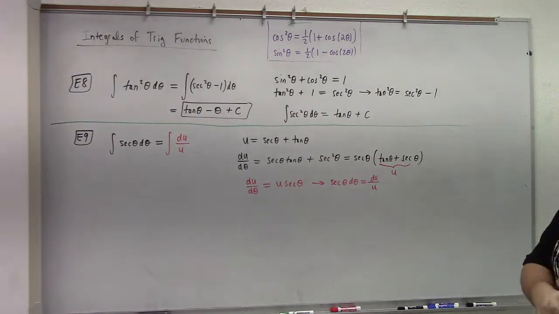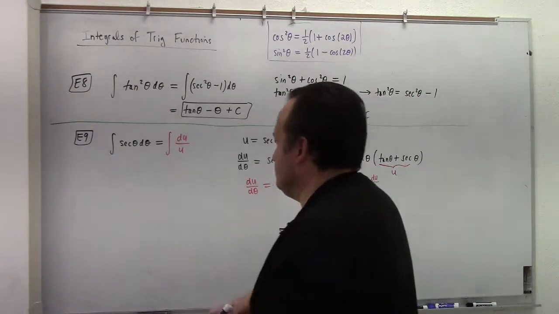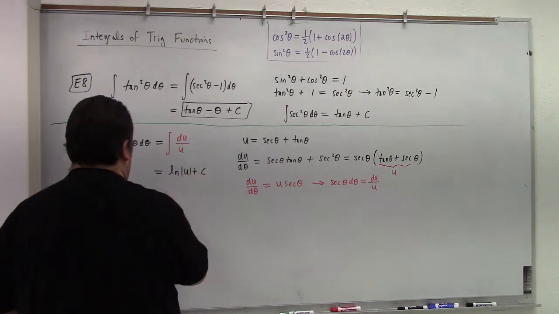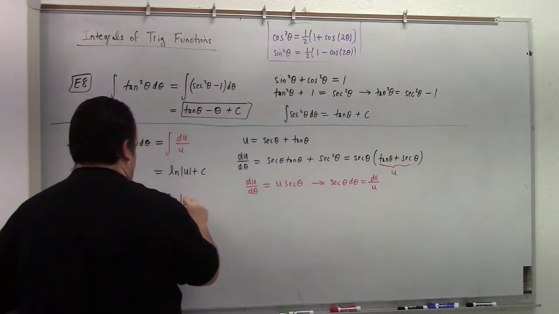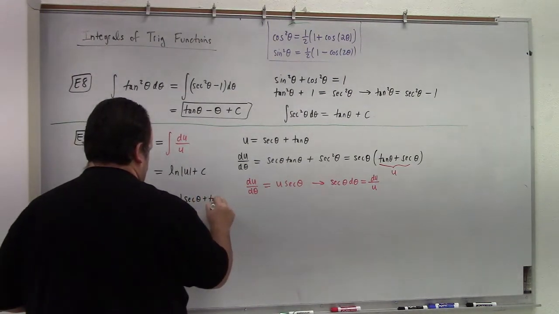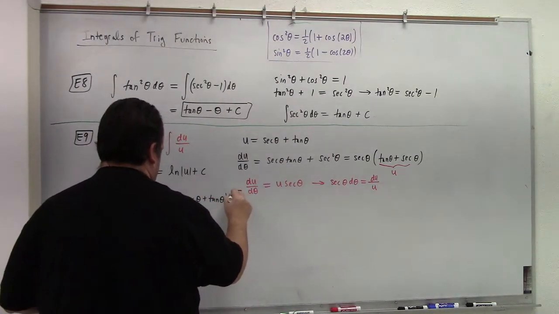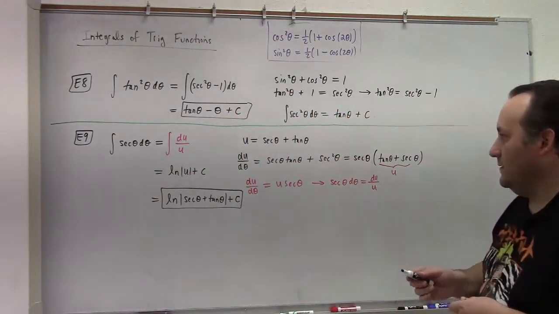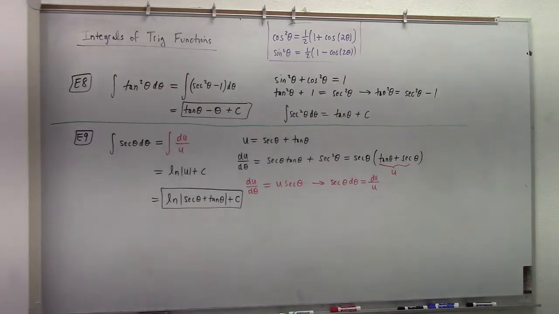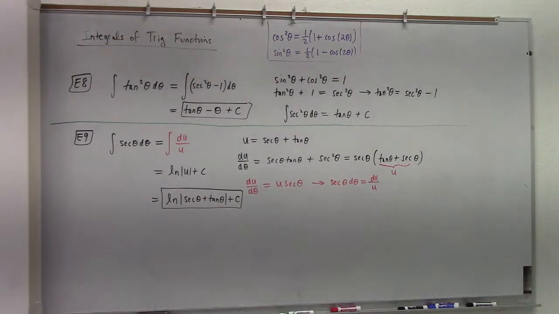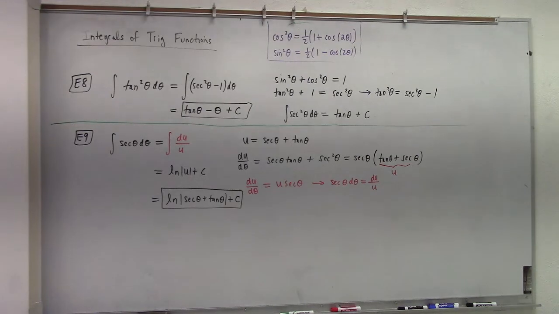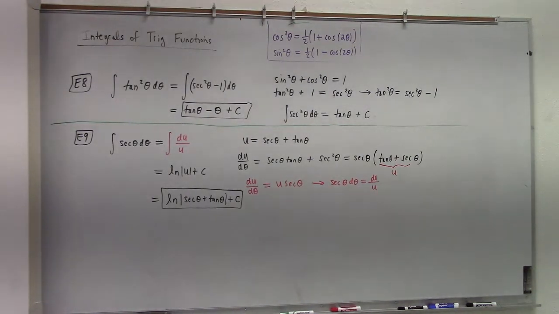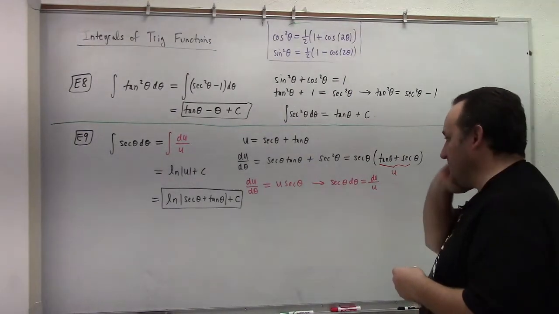Which we can integrate. Natural log the absolute value of u plus a constant, which equals natural log the absolute value of secant theta plus tangent theta plus a constant. There are people who have taught calculus for a decade and have never seen this because they just follow books. But I know of no simpler way of deriving the integral of secant.